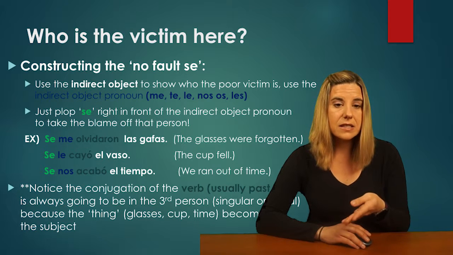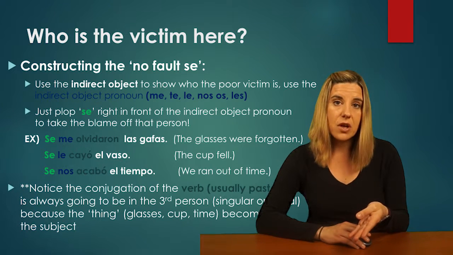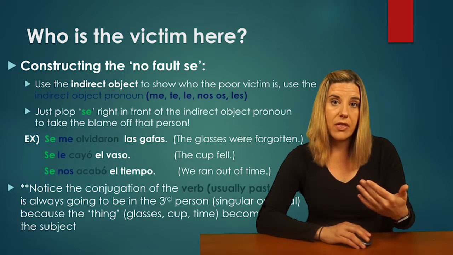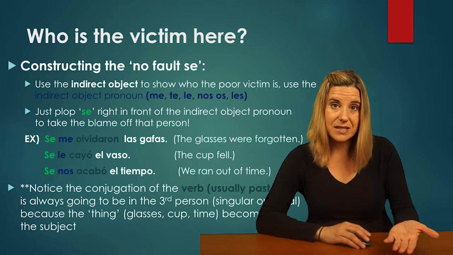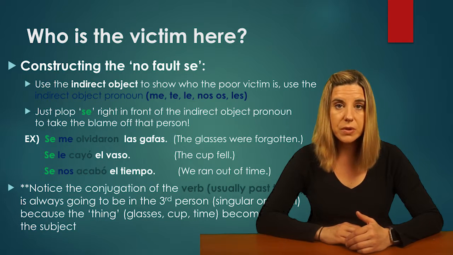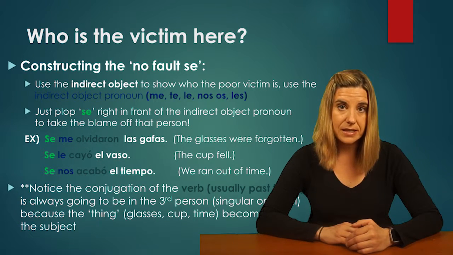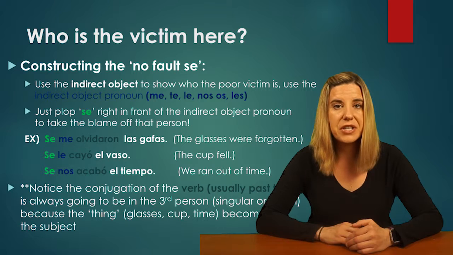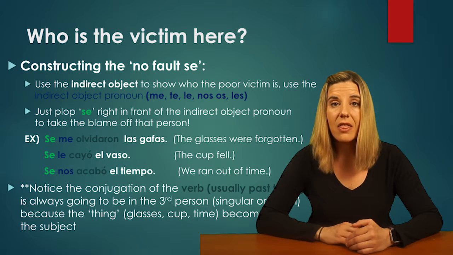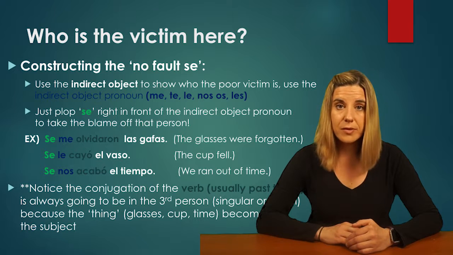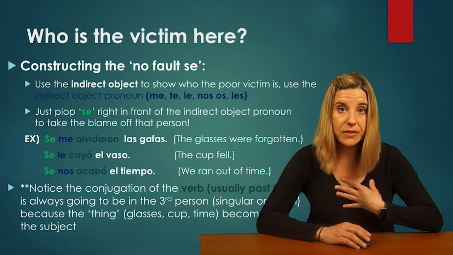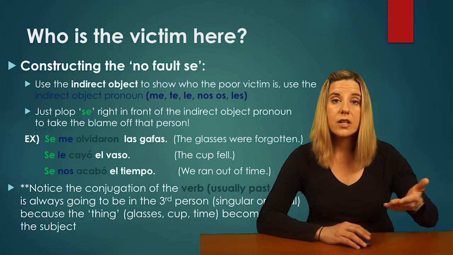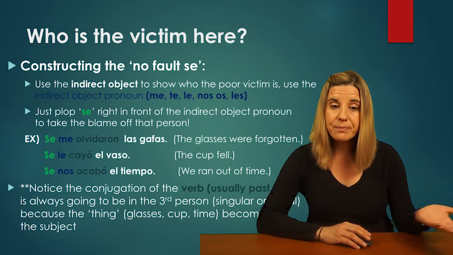And lastly, let's look at the verb in these sentences. The verb is always going to be conjugated for the thing or things that happened. So it's usually going to be in the past tense for the third person singular or third person plural. Look at the example, se me olvidaron las gafas. The verb olvidar has been conjugated for las gafas. They were forgotten. The verb's not conjugated for yo because I didn't forget the glasses. So the verb is conjugated for las gafas.